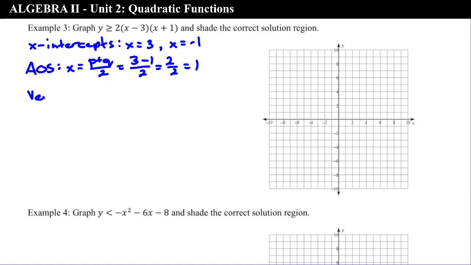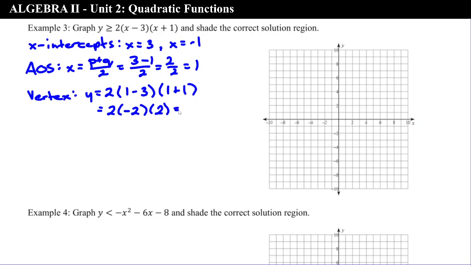Now to find the other coordinate for our vertex, we're just going to plug in 1 into our equation up here, or our inequality, but we're going to state it as an equation here since we're looking for a value. So we got 2 times 1 minus 3 times 1 plus 1. So that's 2 times -2 times 2, which gives us -8. So our vertex is at 1, -8. And then finally our a gives us one more piece of information. And that's 2, which means it's concave up, but it's also stretched by a factor of 2.